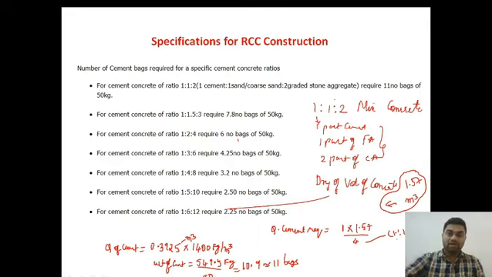required to prepare 1:1:2 cement. Now look at over here. To prepare 1:1:2 RCC concrete mix, we need 11 bags of 50 kg cement. Similarly, we need to calculate the number of bags for other mixes also.